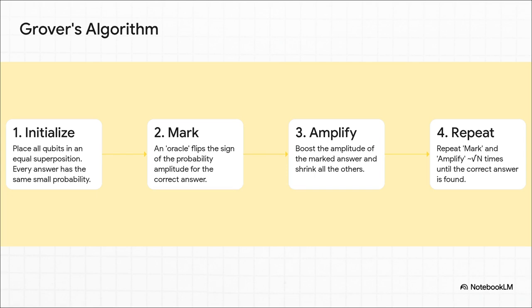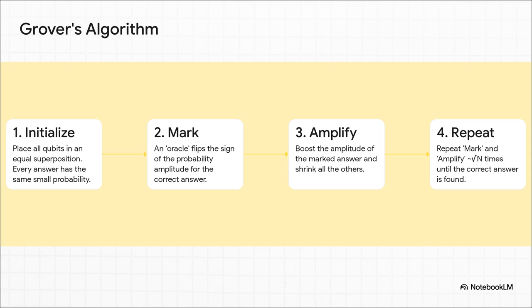First, you put all your qubits into an equal superposition. At this point, every single possible answer in that huge database has the same tiny probability. Next, a special operation called an oracle finds the right answer and marks it, not by reading it, but by flipping the sign of its amplitude. The probability hasn't changed. Yet.